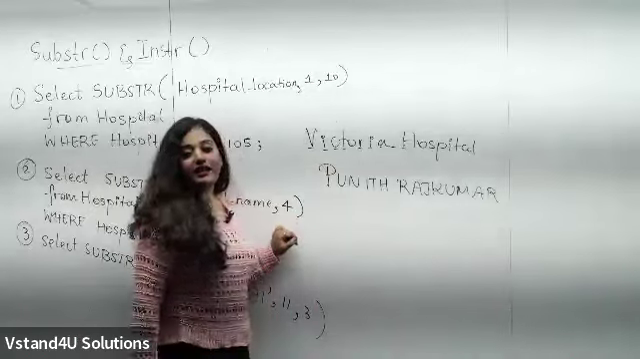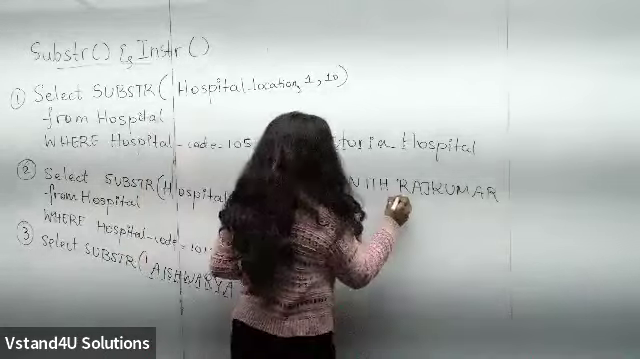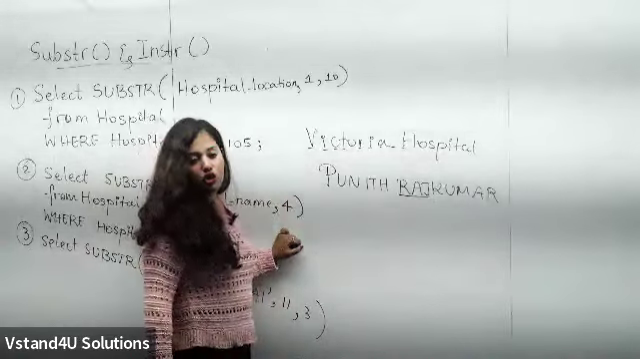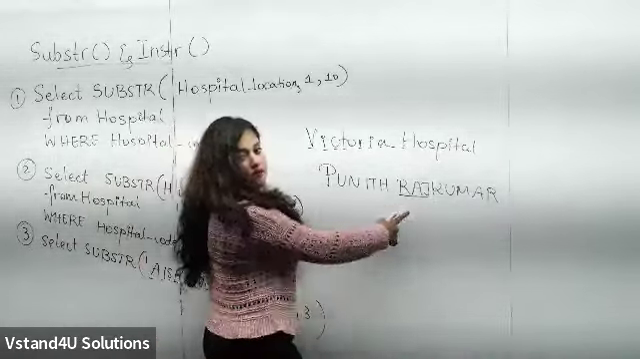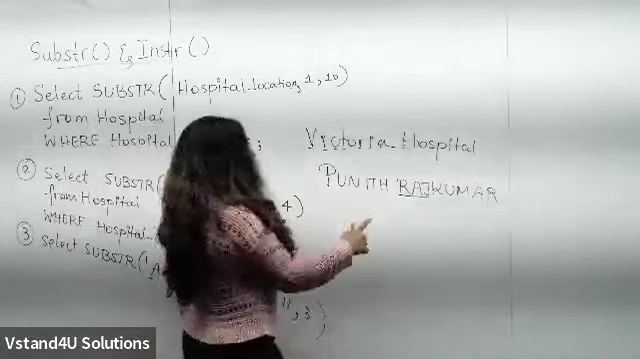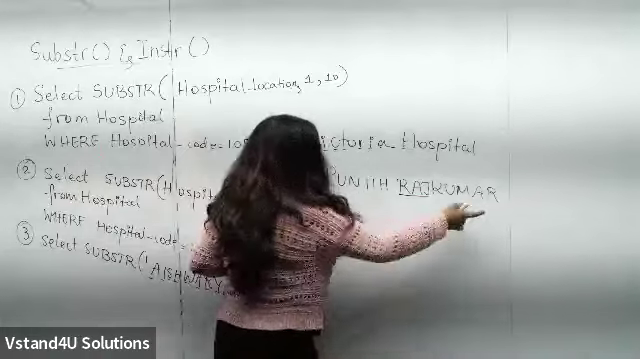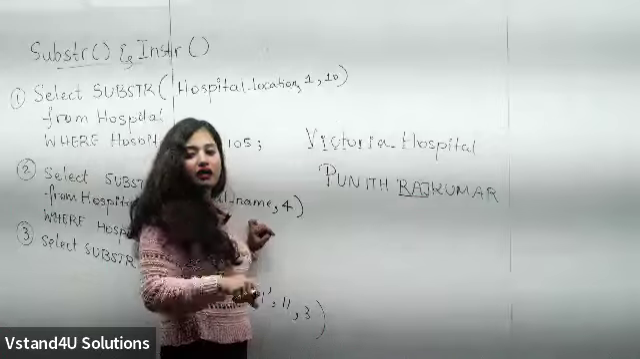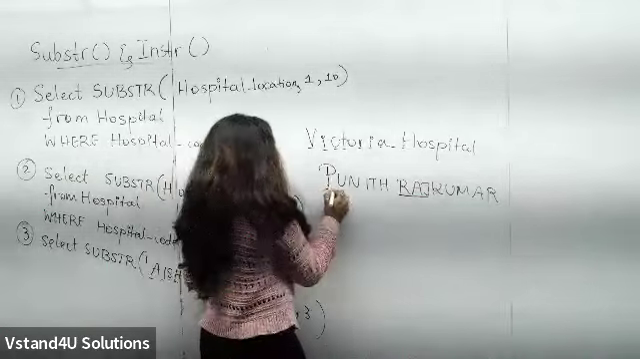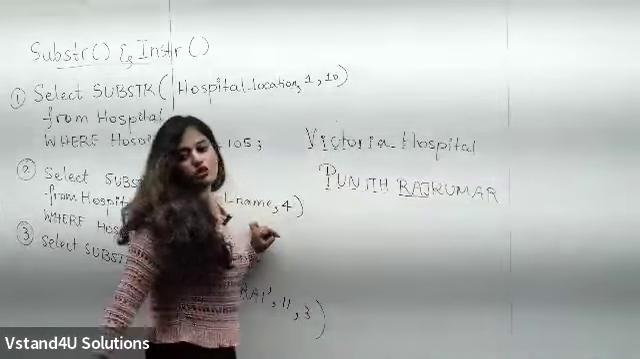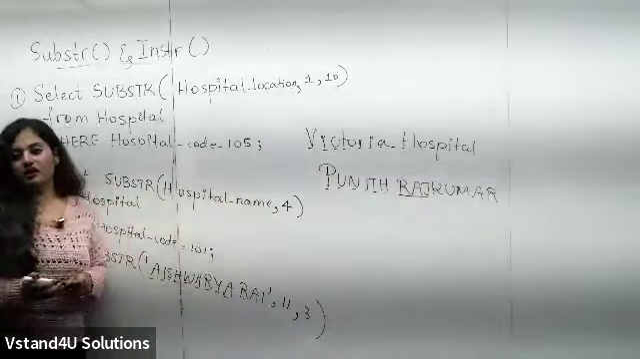Now they are telling that you have to extract the word Raj from Puneet Rajkumar. This is also 3 letters, so I will write 3 here. But from which R? You have R here also. So it's better I tell the character number. How much is it? 1, 2, 3, 4, 5, 6, 7, and so I will write 8. Clear?